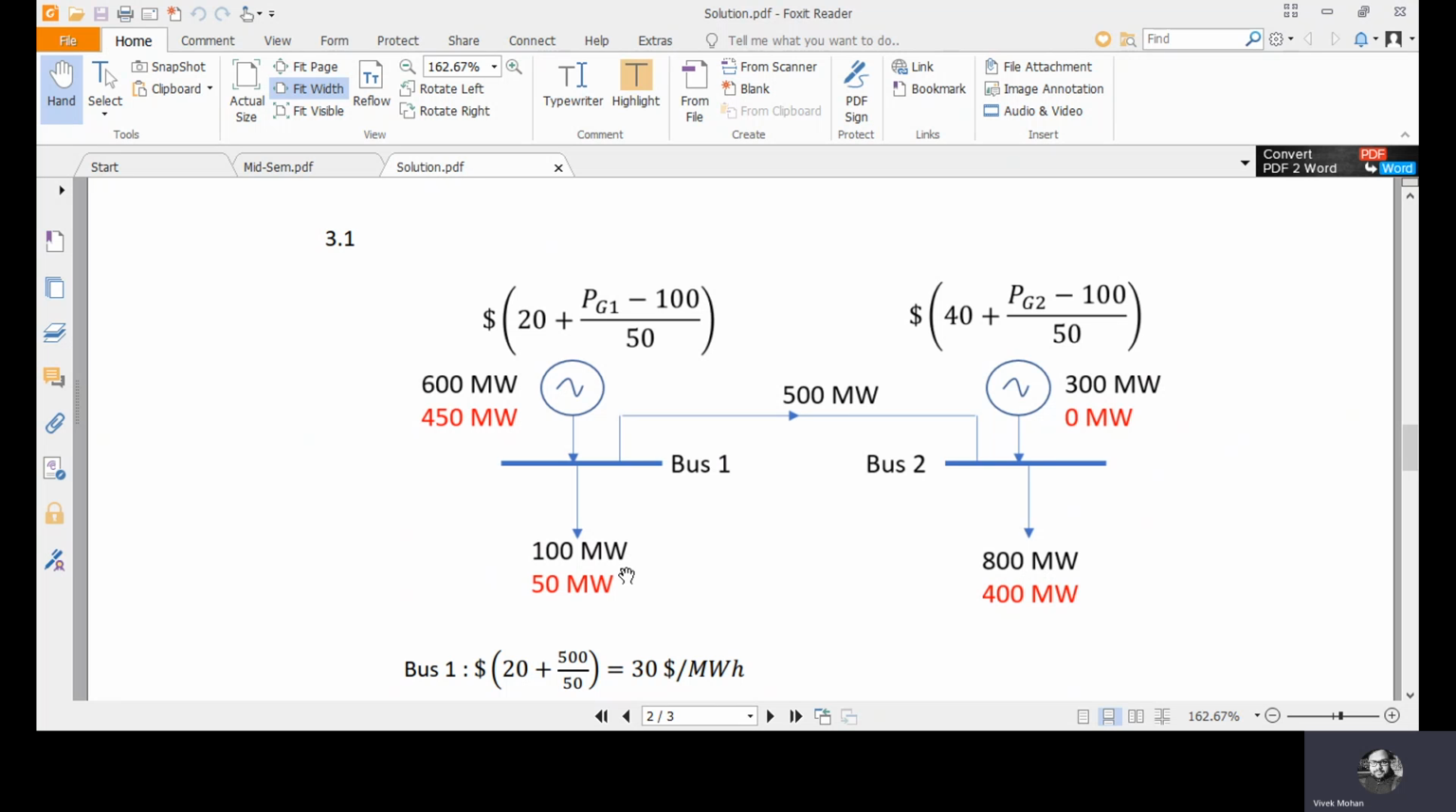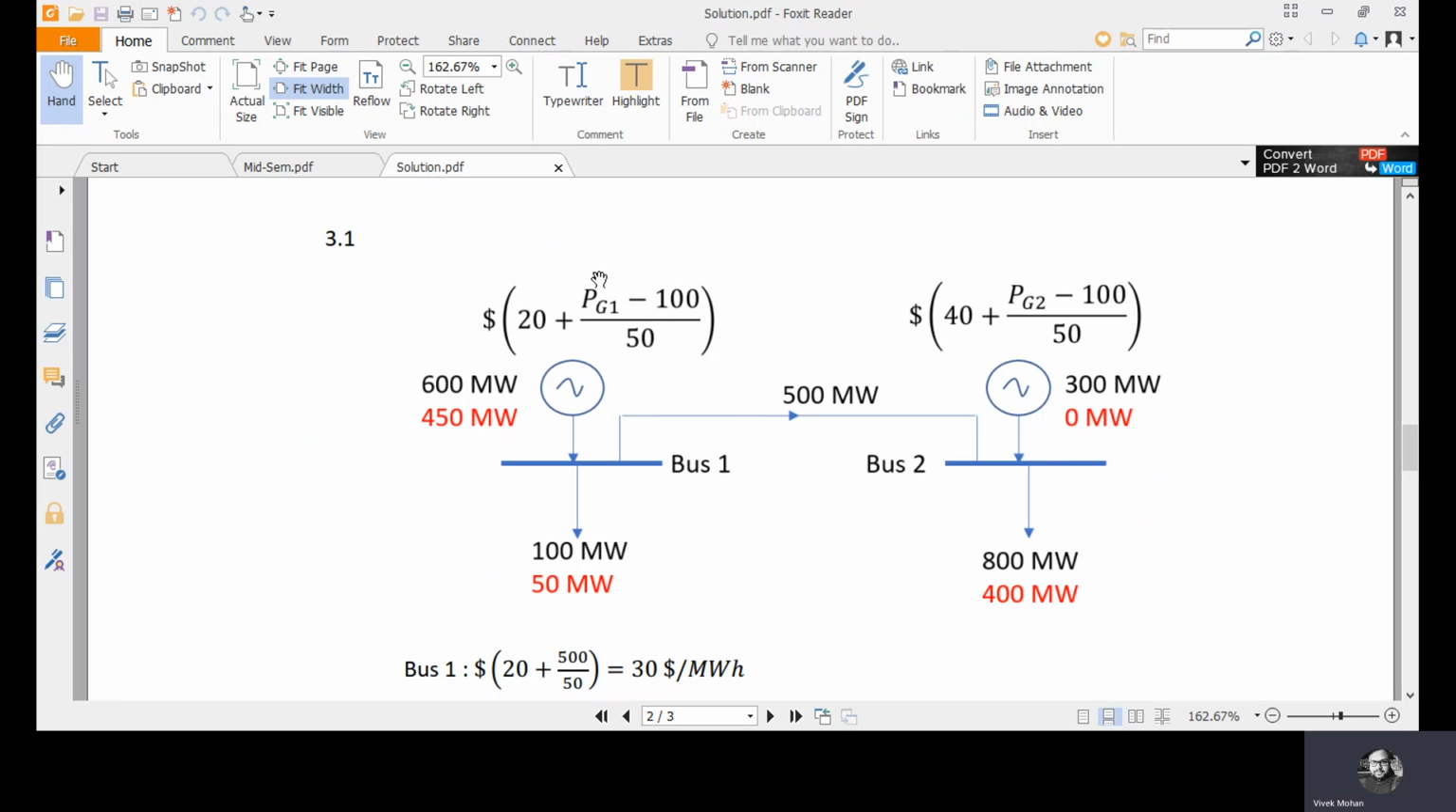So for this 450, again comparing the incremental costs of these two regions, bus 1 incremental cost is the cheaper one. So actually speaking, the whole 450 can be satisfied by bus 1. But the problem here is at bus 2, the generator has a minimum limit of 100 megawatts. So at least 100 megawatts should come from bus 2. So out of 450, if 100 is coming from bus 2, then 350 should come from bus 1.